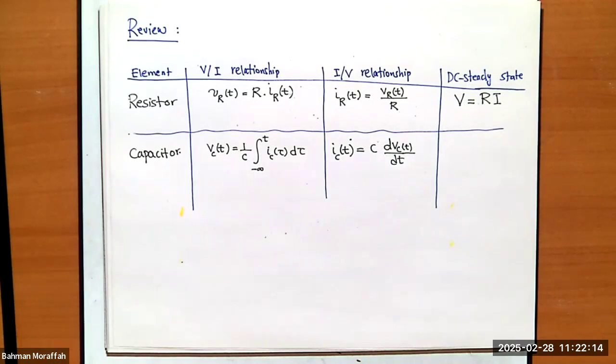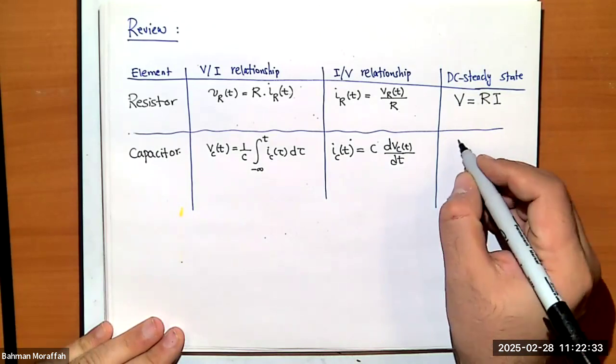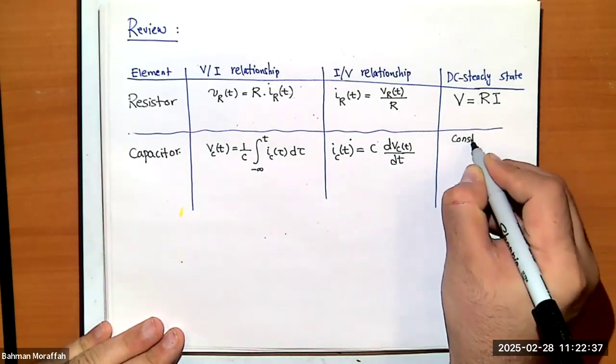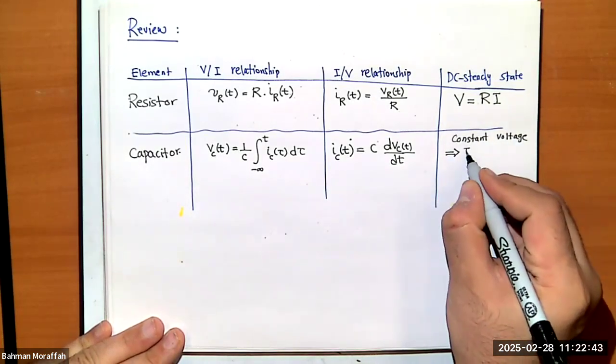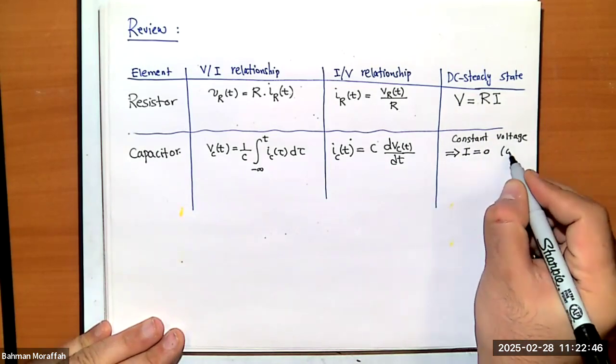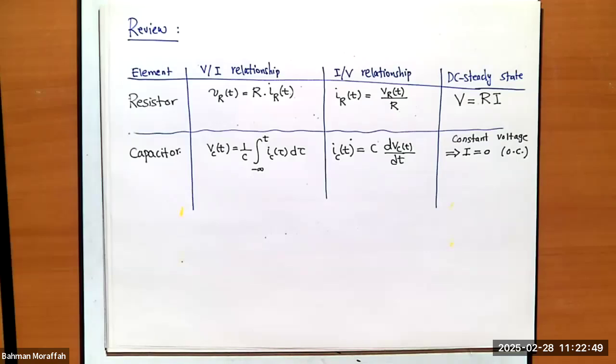We also talked about what happens if the voltage across a capacitor is constant. It means the current through it must be 0, which means we have an open circuit, right? So the DC state means when voltage is constant, this results in current through it being 0, which is the same as an open circuit. So as soon as I go from time varying to constant, I have this steady state condition, right?